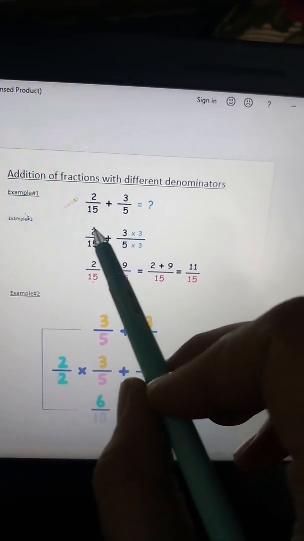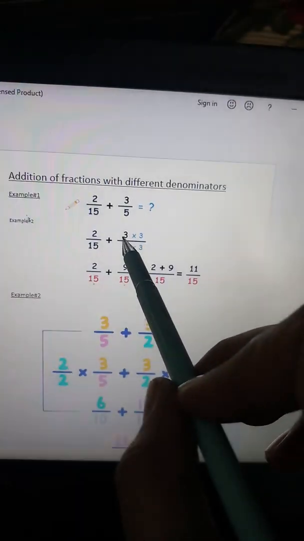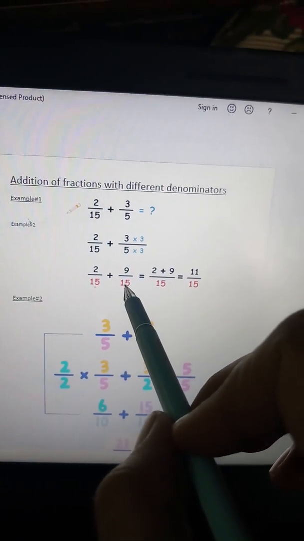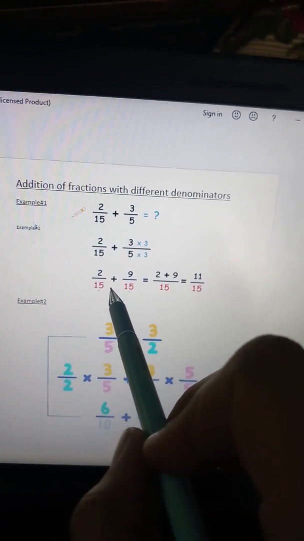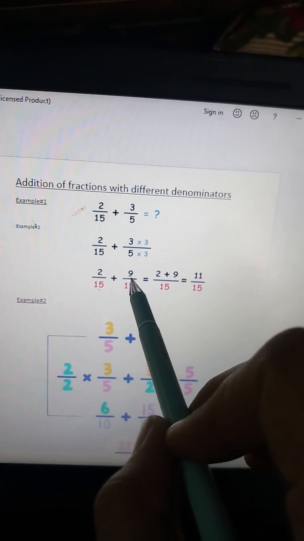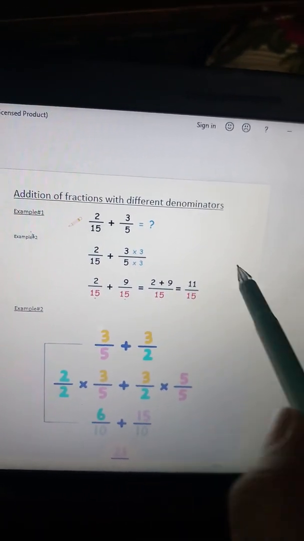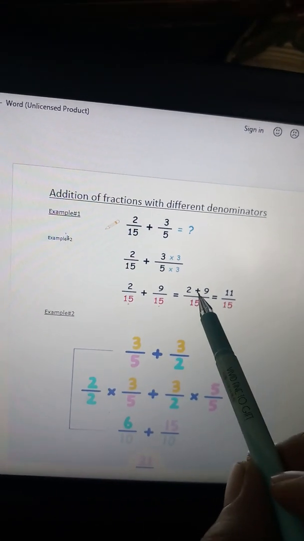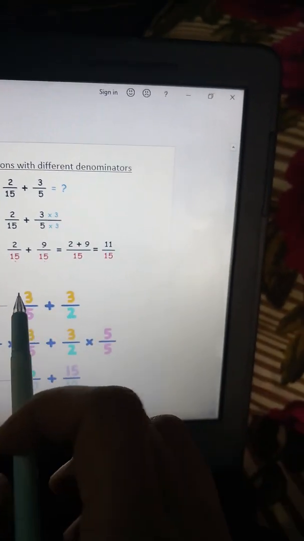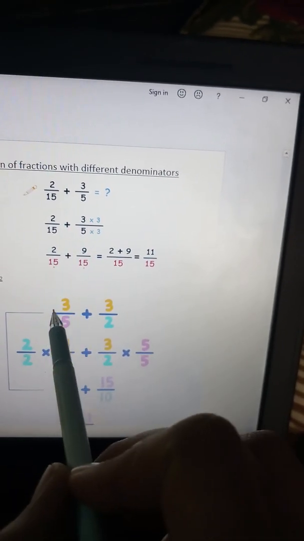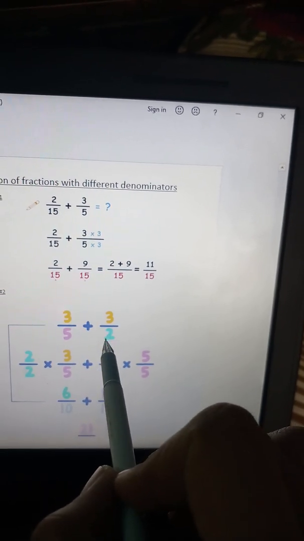So this fraction will remain the same as it is, and the sign of plus, then 3 3s are 9 and 5 3s are 15. Now the denominators are the same, so we can add them. 2 plus 9, and the same denominator will be written one time. Then 2 plus 9 is equal to 11 and 15 as it is. Okay, the next example is 3 by 5 plus 3 by 2.